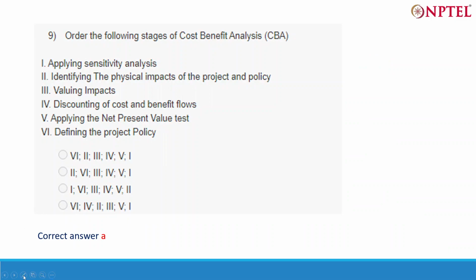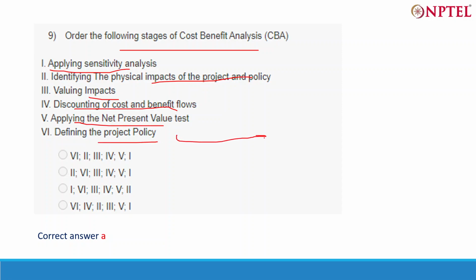Now the next question is: order the following stages of cost benefit analysis. Applying sensitivity analysis, identifying the physical impacts of the project and policy, valuing impacts, discounting cost and benefit flows, applying the net present value, defining the project policy. So the first thing we do is defining the project policy. So the project is defined.